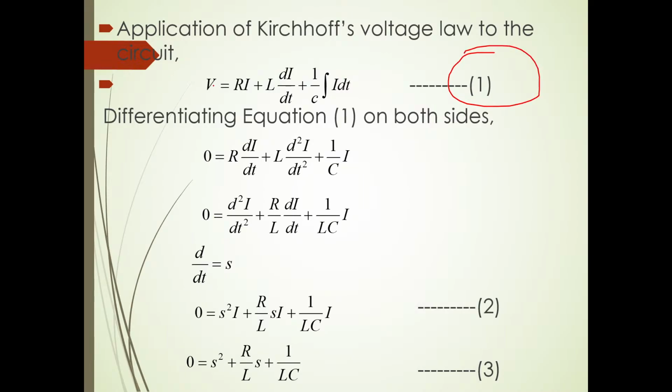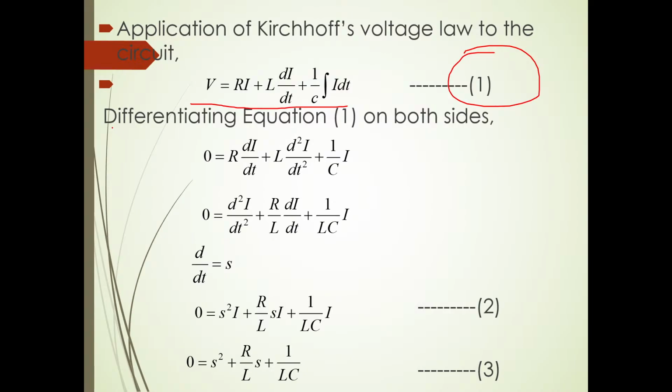Here we have taken RLC, resistor, inductor, and capacitor. Three elements are available in the circuit. We have connected a switch in between the source and these elements. Initially the inductor and capacitor are not charged. So if we simply apply Kirchhoff's voltage law here, you will get this expression: V is equal to R into I plus L into di by dt plus 1 by C integral of I dt.